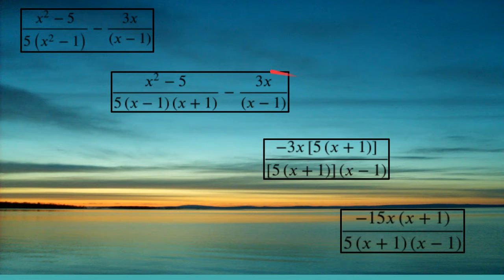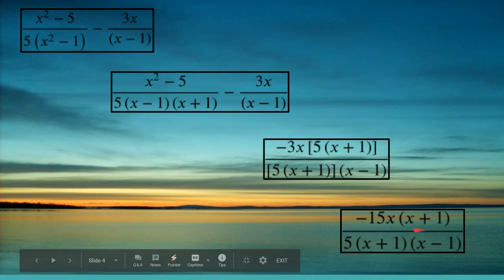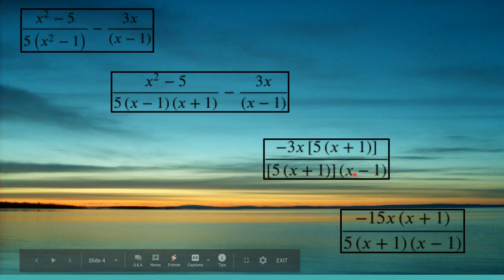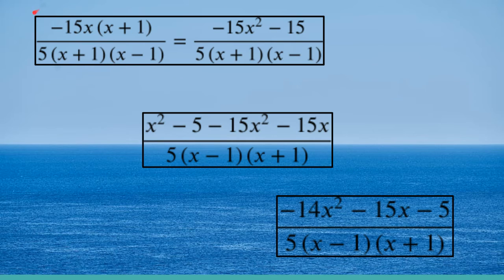Now you can see that the least common denominator of both sides is 5(x plus 1), because the x minus 1 is the same on each side, so we don't think about that. Let's do this side. You multiply the numerator and the denominator by 5(x plus 1). Negative 3x times 5 is negative 15x, and you're left with (x plus 1). The bottom is 5(x plus 1)(x minus 1). We can simplify that too.